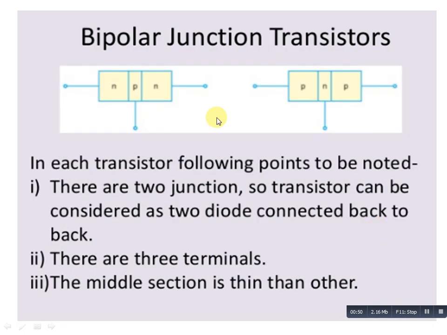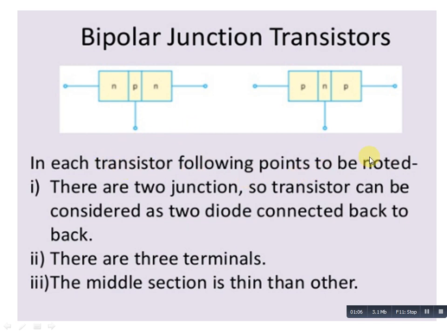So next is the NPN and PNP structure. Types of BJT: first is NPN, second is PNP. So this is the simple structure of the BJT. In each transistor, the following points are to be noted.